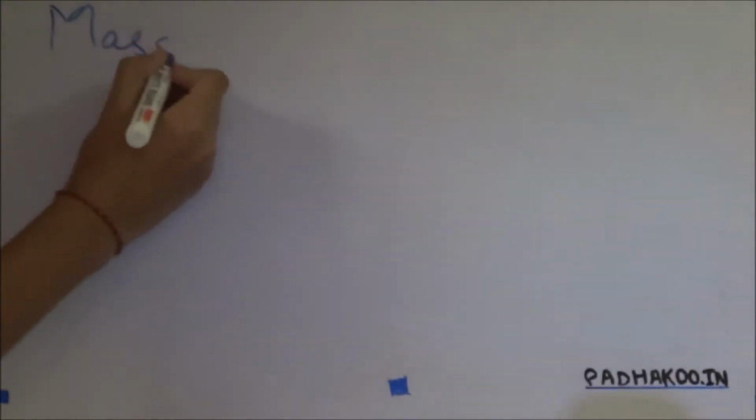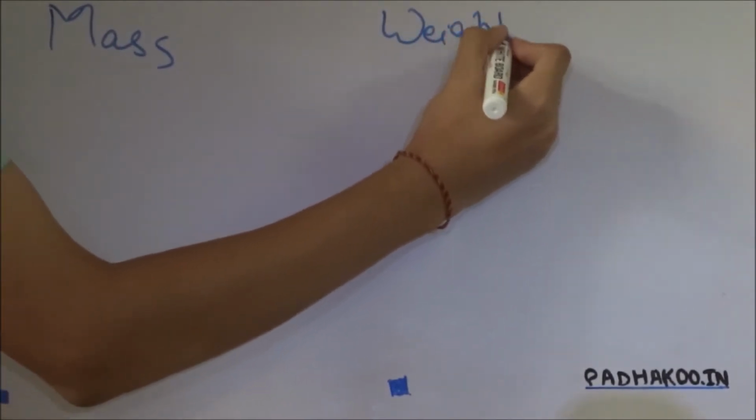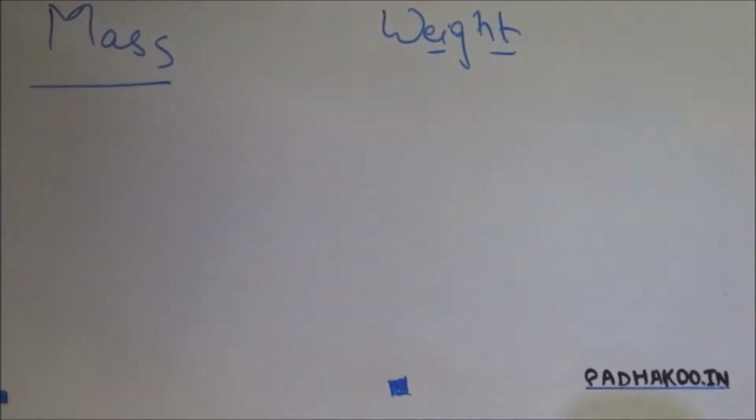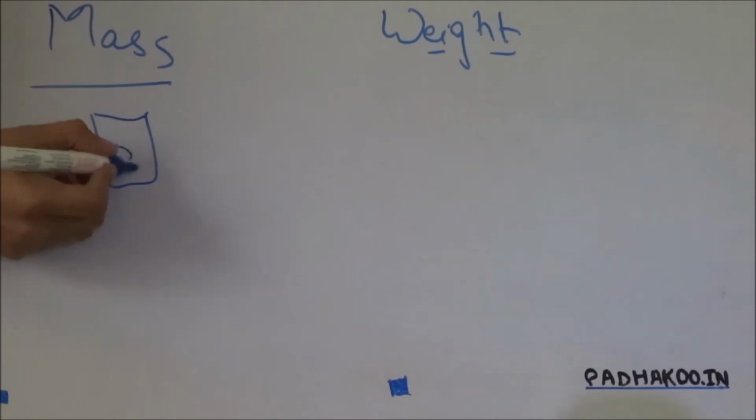So now let's proceed further with mass and weight. Basically, the mass of a substance is the amount of matter present in it.